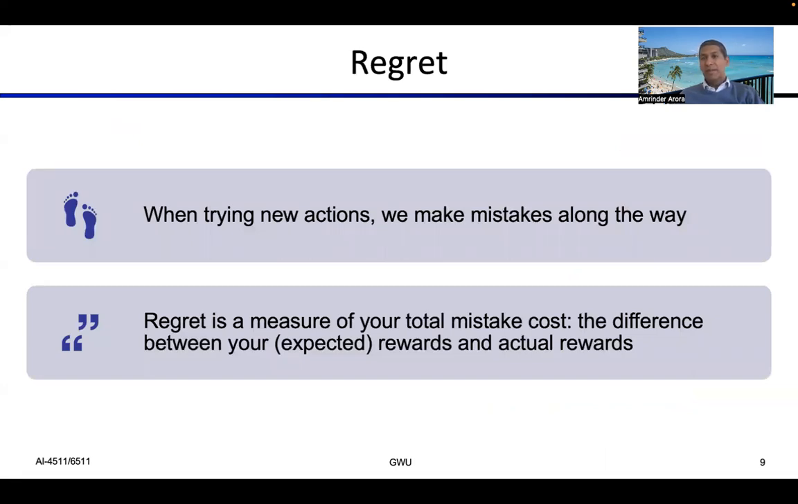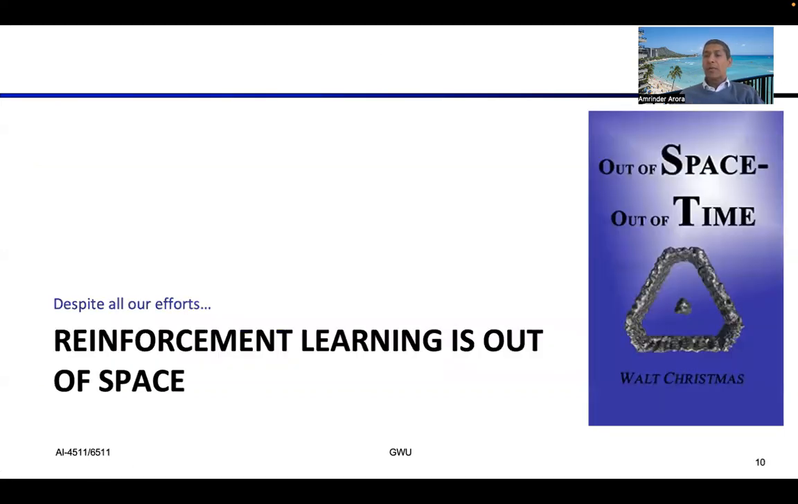Another idea to keep in mind here is this quantifiable concept called regret. Regret is simply saying that when we try new actions, of course, we'll make certain mistakes. For example, we might have a Q(s,a) value of, let's say, 37.5, but we did an exploration, and at the time we chose a different action, and the return that we got on that was only 20. So that 17.5 points that we lost represents a regret from choosing the exploration at the time. In other words, regret is a measure of your total mistake cost, the difference between your expected rewards and the actual rewards. So that's a very good concept of regret.